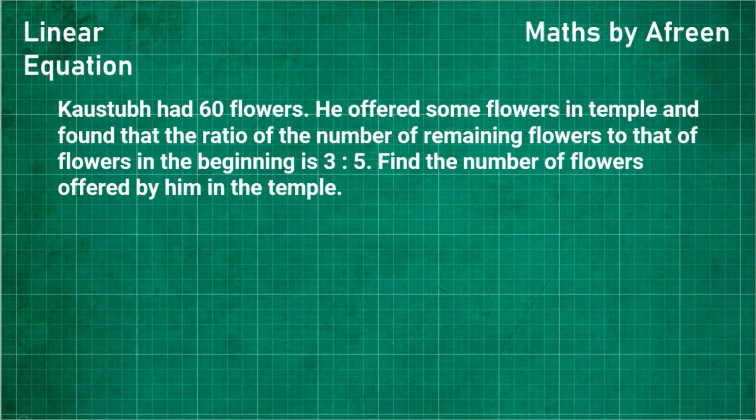Now let's take our next question, that is the 10th question and last question of this video. 10th question says, Kaustav had 60 flowers. He offered some flowers in temple and found that the ratio of the number of remaining flowers to that of flowers in the beginning is 3:5. Find the number of flowers offered by him in the temple. Here what is unknown? The number of flowers offered by him in the temple. So we will take the number of flowers offered by him in the temple as x.